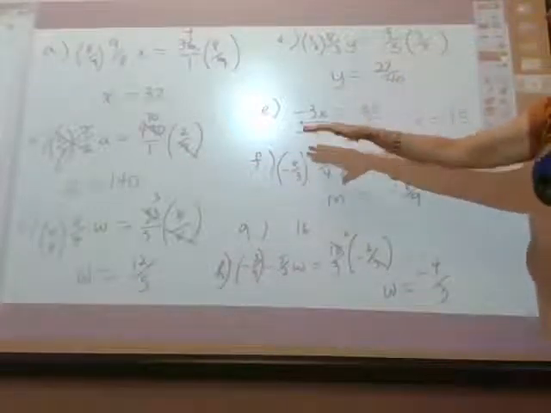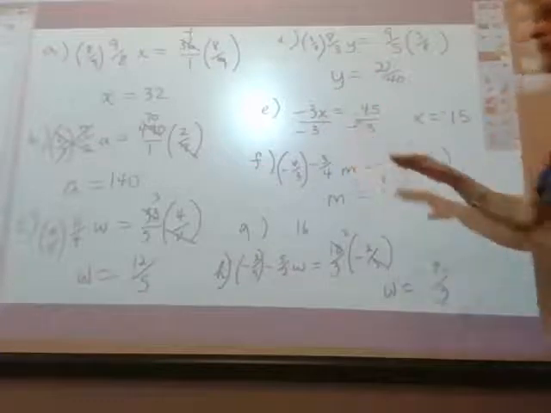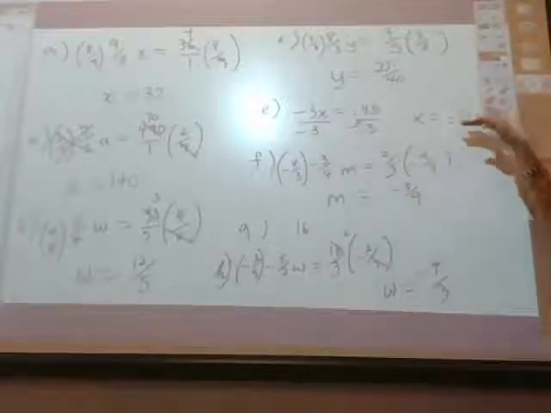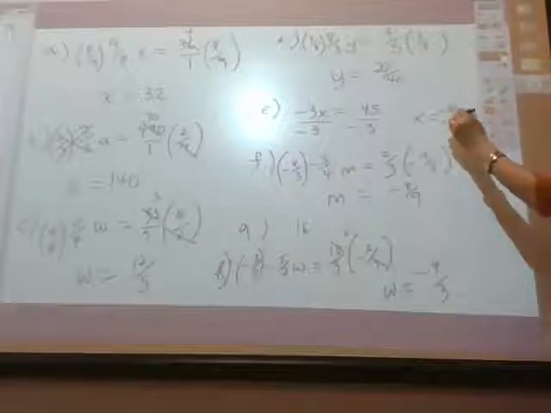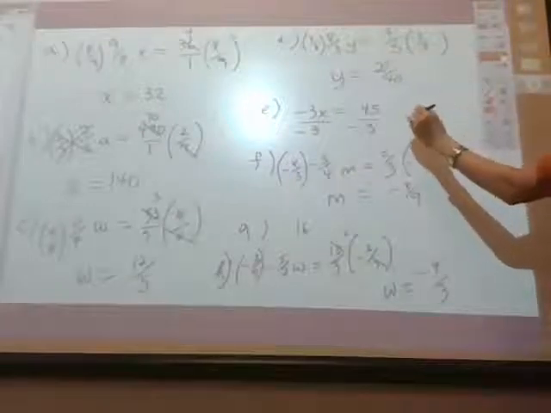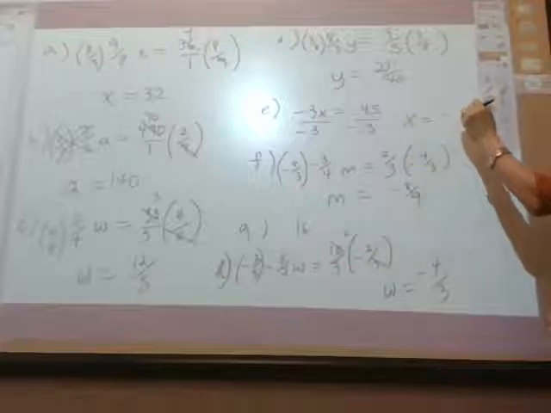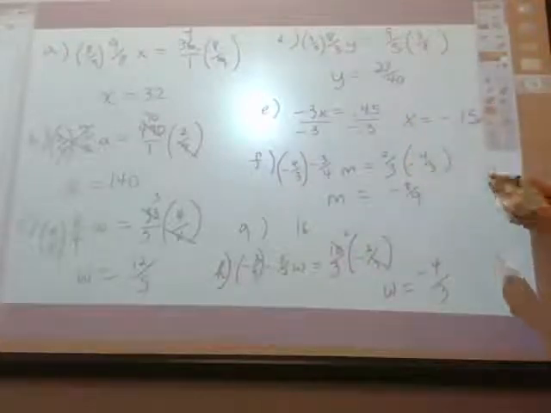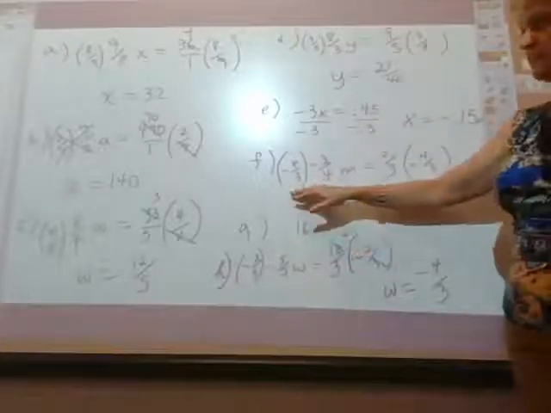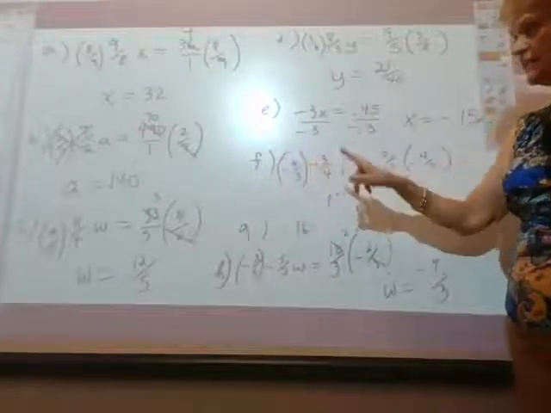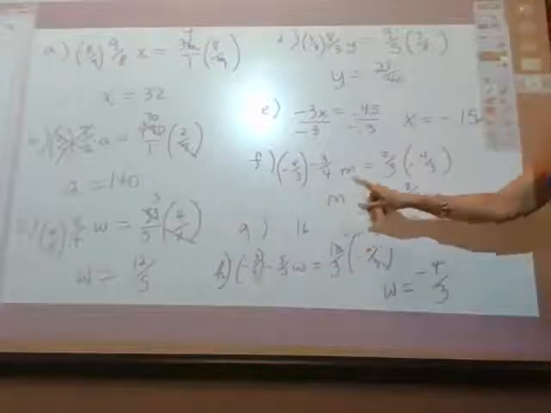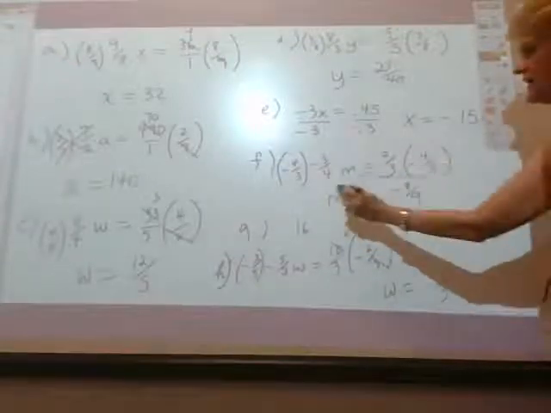On E, I divided both sides by -3, and I got -0.15. Hope you can see that. Let me make that pretty clear. -0.15. All right, for F, I multiplied by the reciprocal and a negative, because negative times negative is positive 1m, and this became -8/9.